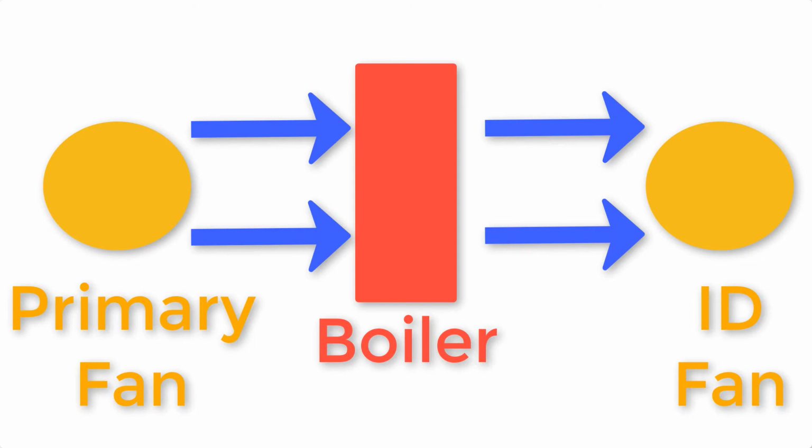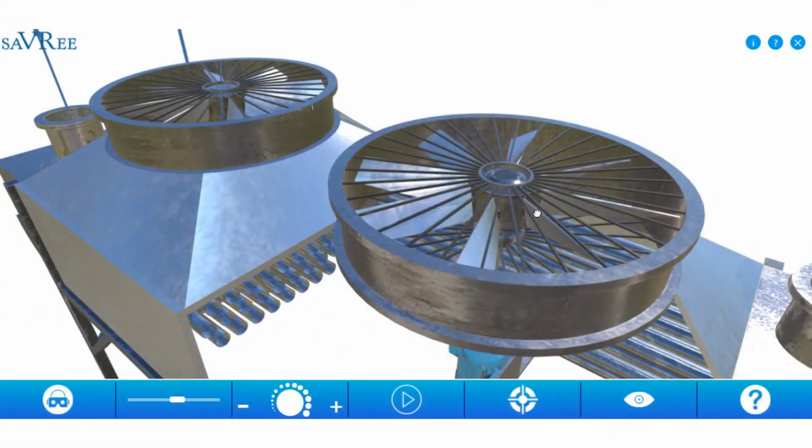In order to do that, we use what's called an ID fan or induced draft fan, and it will suck the exhaust gas out of the boiler. Now with one fan blowing into the boiler and one fan sucking exhaust gas out of the boiler, we're actually going to have a balanced draft. Sometimes they'll call this suction firing. And that is the four main types of draft that you're going to come into contact with.